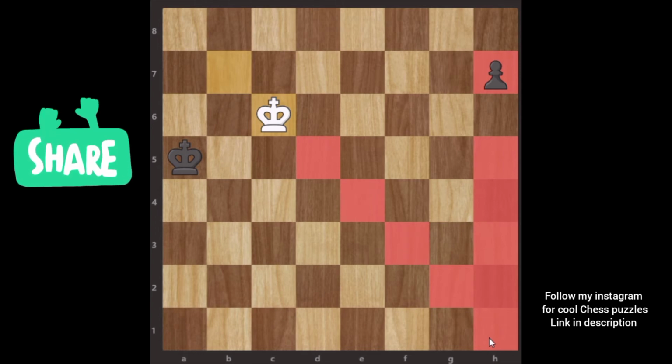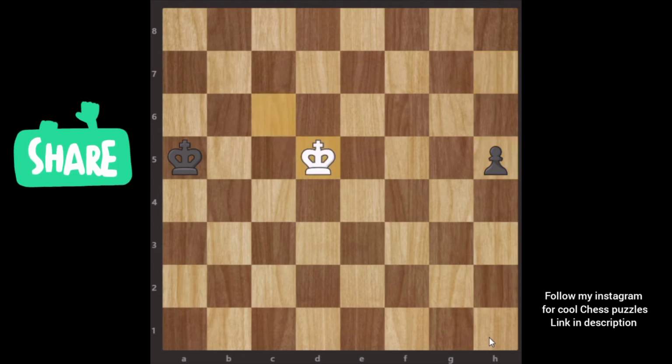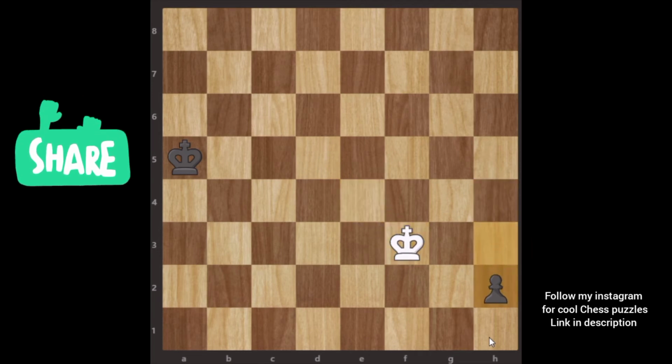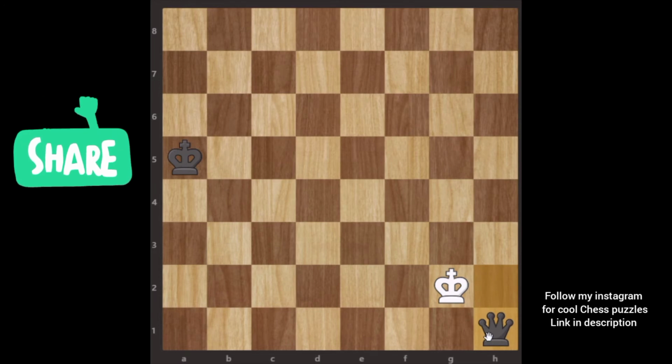So now black will move h5, king d5, h4, king e4, h3, king f3, h2, king g2, h1 equals to queen with check, and king takes h1. Now this position is a draw.